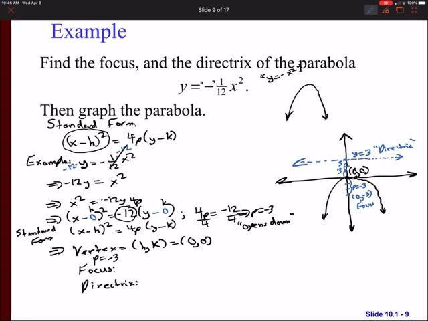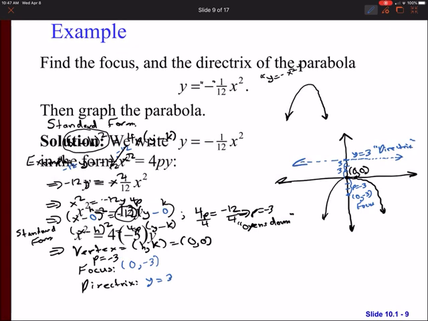So we've got our directrix, we've got our focus. So I'll put it over here. So (0, negative 3) being the focal point, and the directrix is the horizontal line y equal 3. All right, so again, that's looking at a parabola in that problem. Let's go to another example. So let's take the next example.